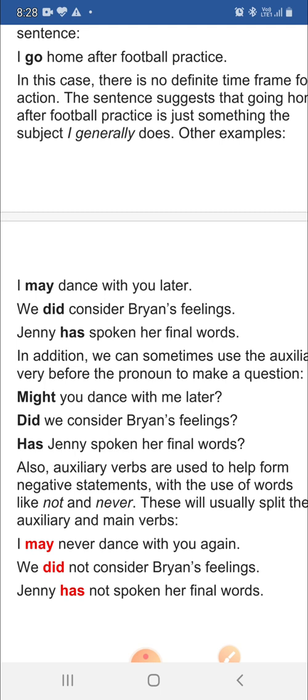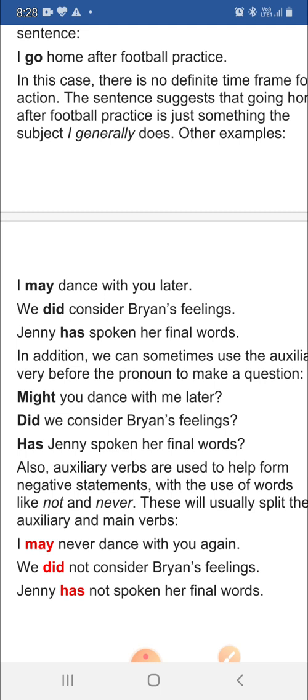Emphasis means it is showing that the action is going to take place surely, means with great feelings. Jenny has spoken her final words. Now here again has is the auxiliary verb used in the sentence.